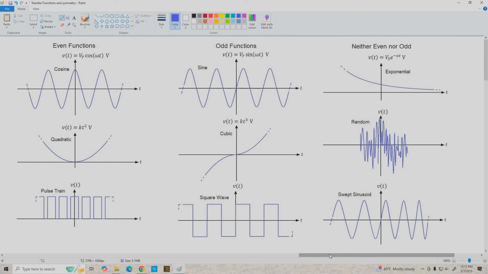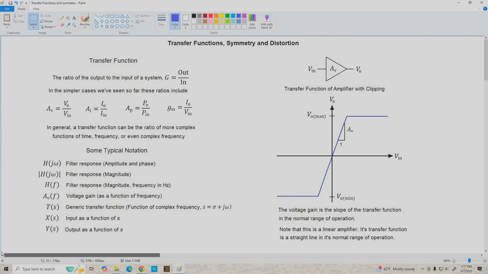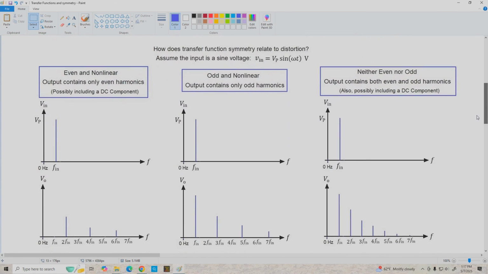Now at this point, a fair question you might be asking is, how does this relate to distortion in amplifiers and the things we've been talking about? And that's what we're going to look at next. So let's assume that we'll start with an input voltage that's a sine wave, that is Vin equals Vp sine omega t, and we're going to look at the circuit in terms of the frequency domain. So our input signal is just a spike here at Fin hertz with an amplitude of Vp volts.